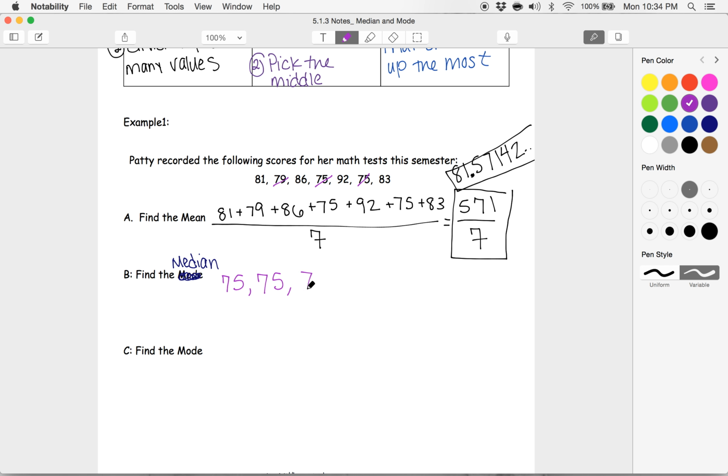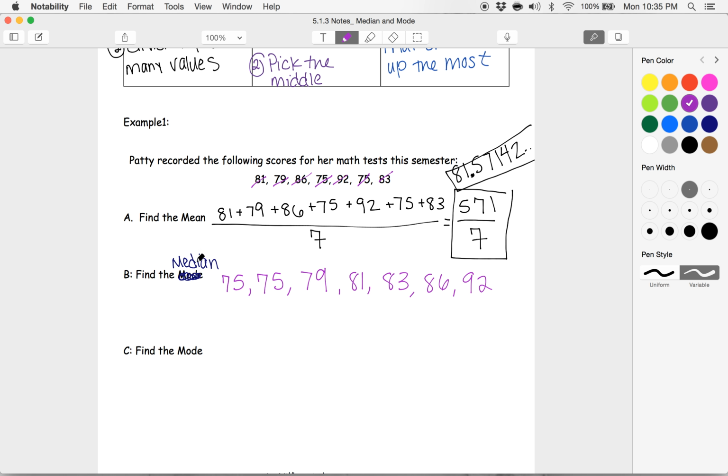It's going to see what comes after that. 79. Okay, now I'm out of the 70s. Looks like I'm in the 80s. There's an 81. Let's see, then 83. Then 86. And then 92. Notice I cross them out as I go. That's how I make sure that I get all of them.